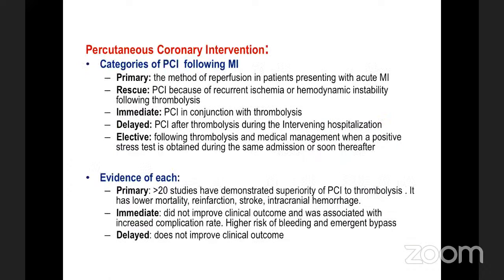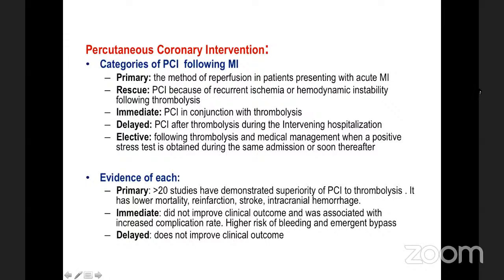This is the category of PCI after MI. Primary PCI is the method of reperfusion in patients presenting with acute MI. Now, rescue PCI is for recurrent ischemia or hemodynamic instability after thrombolysis. Immediate PCI is PCI in conjunction with thrombolysis. Delayed PCI is PCI after thrombolysis during the intervening hospitalization. And elective is PCI following thrombolysis and medical management when a positive stress test is obtained during the same admission.